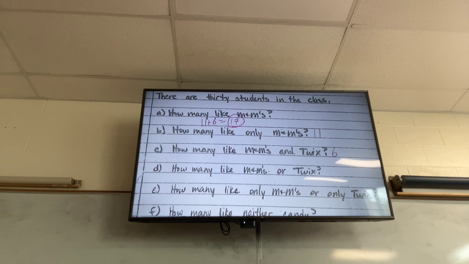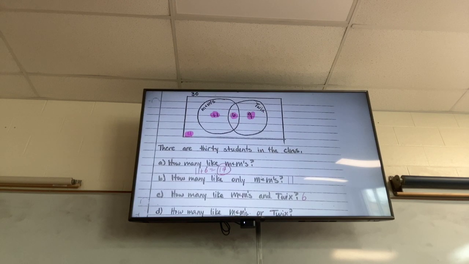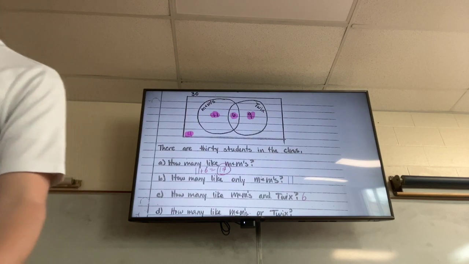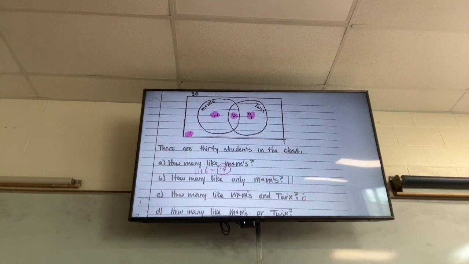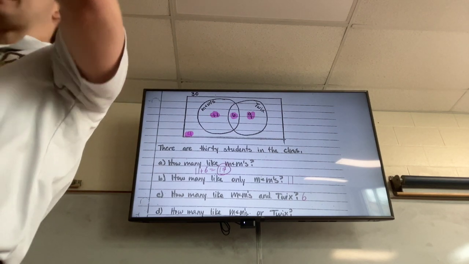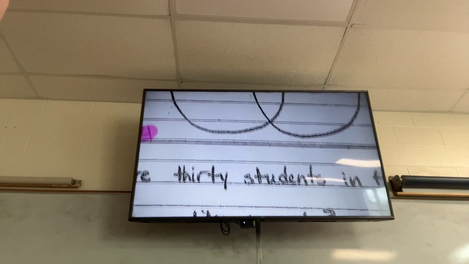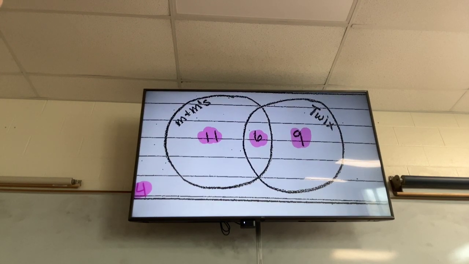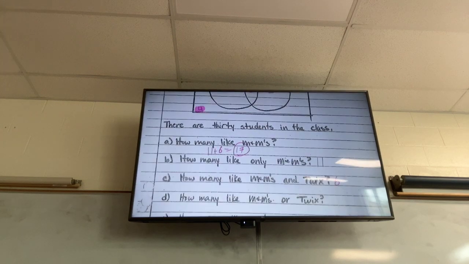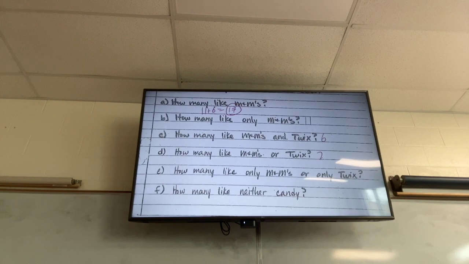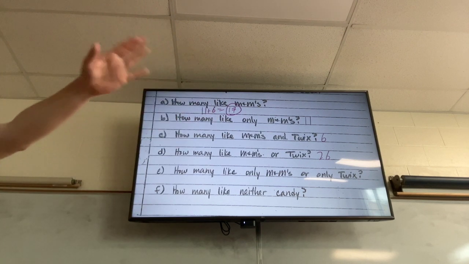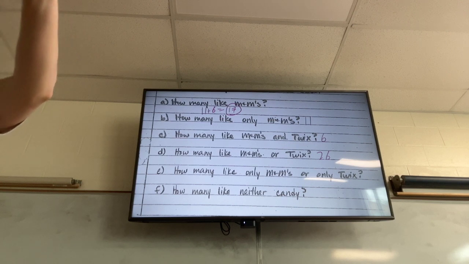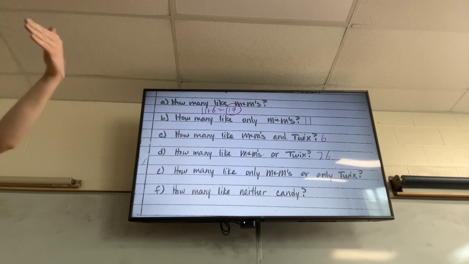Okay, are we feeling okay about this? How many like M&Ms or Twix? When you see the word or in probability, they mean at least one of them. How many like at least one of them? 26. Yeah. What about the fourth class? People who like neither. People who hate humanity, who hate being happy. I don't want to shame you if you don't like M&Ms or Twix. No judgment zone. No, I'm kidding.